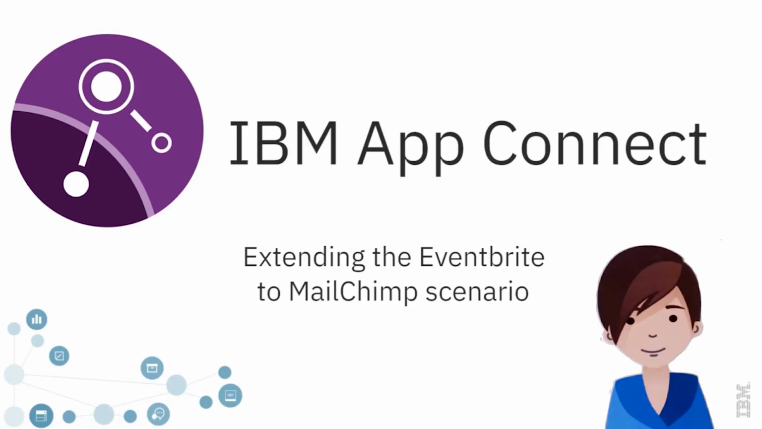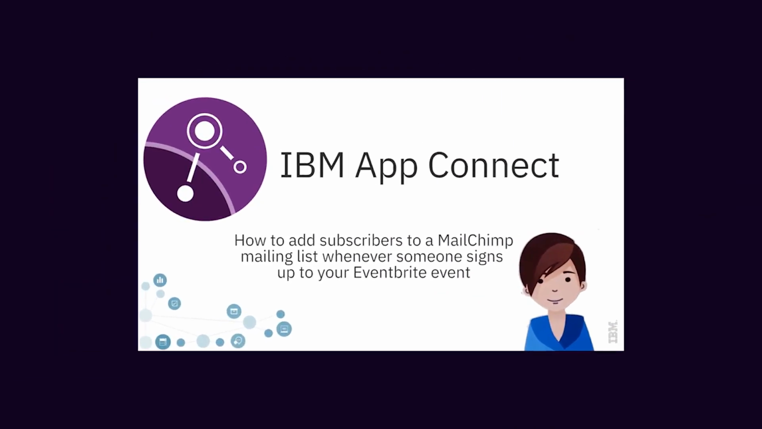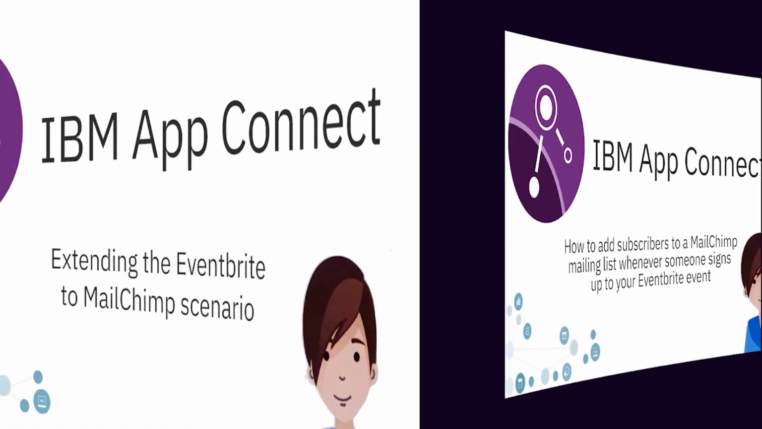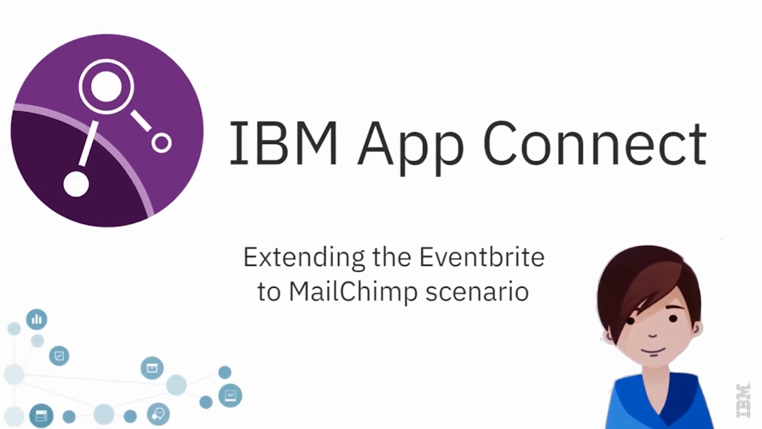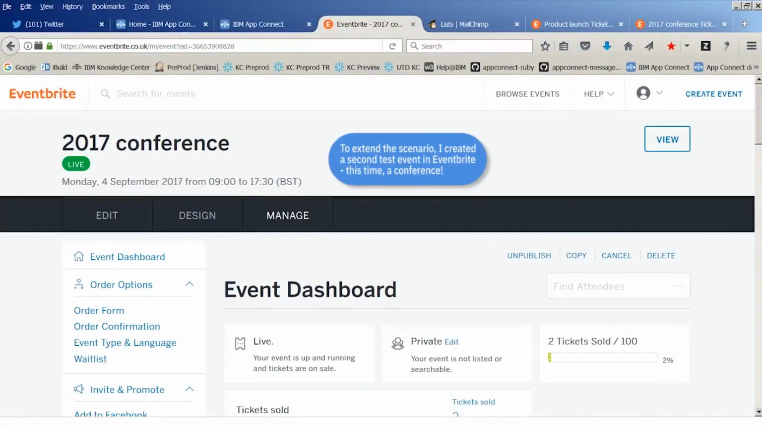This demo is an extension of another demo, how to add subscribers to a MailChimp mailing list whenever someone signs up to your Eventbrite event. This demo assumes that you've already completed the steps in the previous demo. So to extend the scenario, I've created a second test event in Eventbrite, this time a conference.